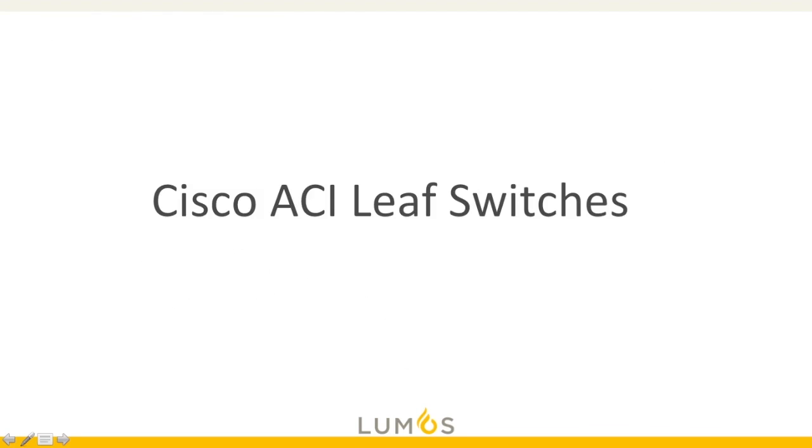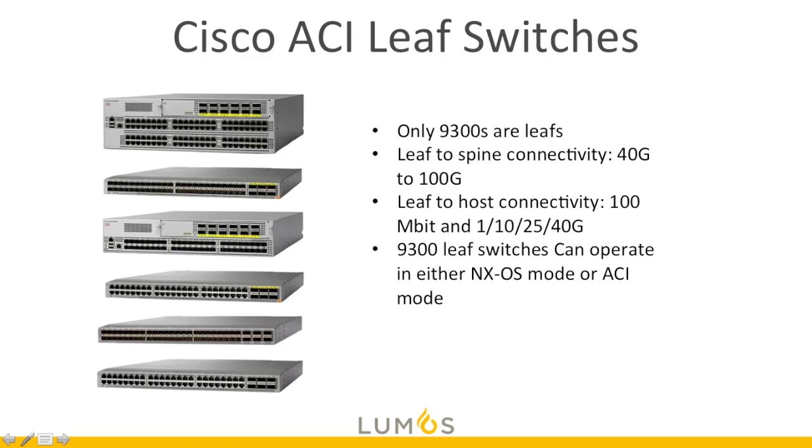So now let's talk about the ACI leaf switches. The leaf switches are the 9300 series. The 9300s can only be leafs except for the 9336 PQ, which we just talked about, which is a spine. They can also operate in NXOS mode. Leaf to spine connectivity is provided at 40 gig to 100 gig.